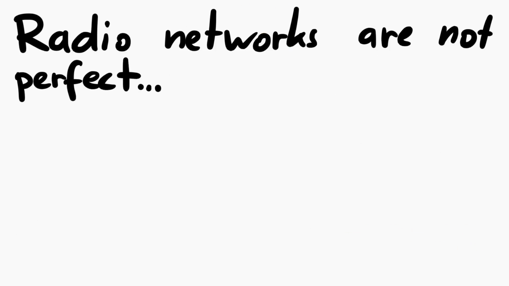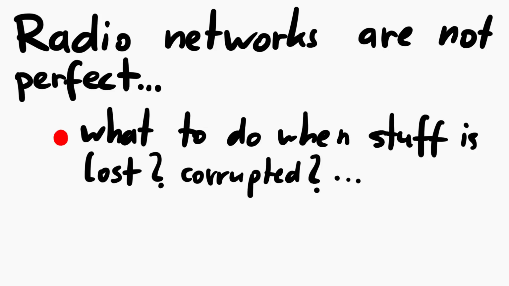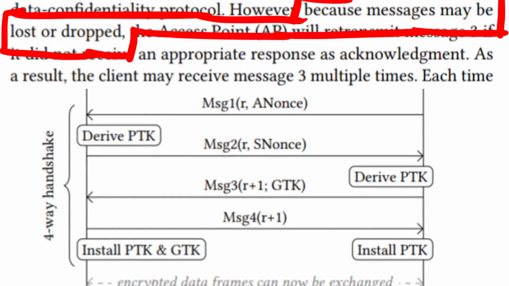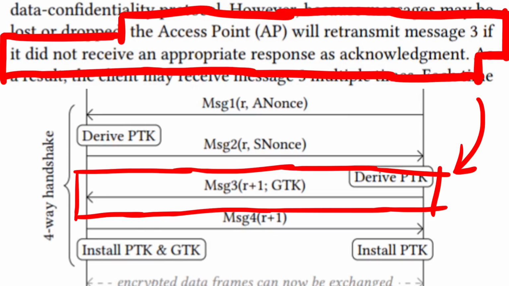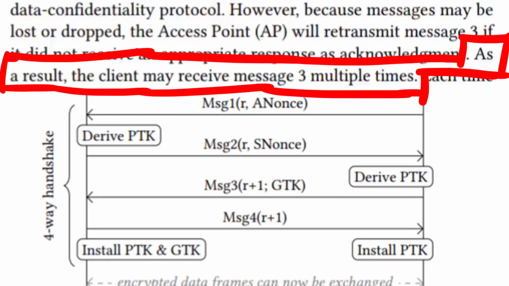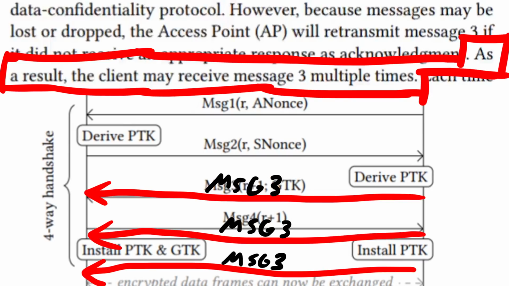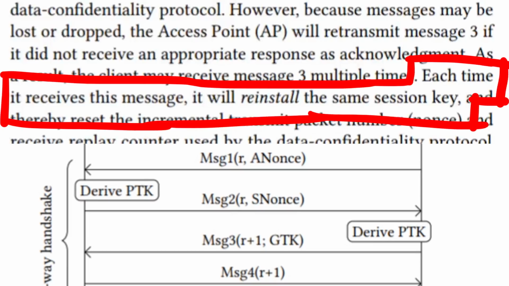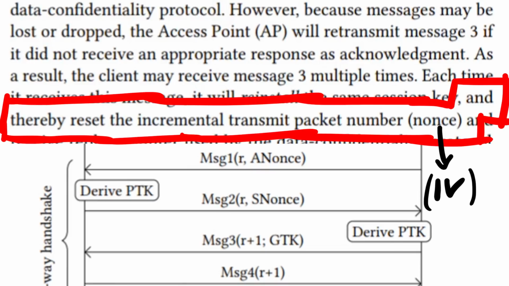Okay, so radio networks or any other communication has to handle the case when messages get lost. And they have to agree how to handle that, for example, retransmitting them. And so, because messages may be lost or dropped, the access point will retransmit message 3 if it did not receive an appropriate response as acknowledgement. As a result, the client may receive message 3 multiple times.